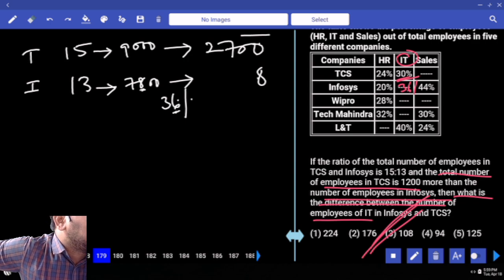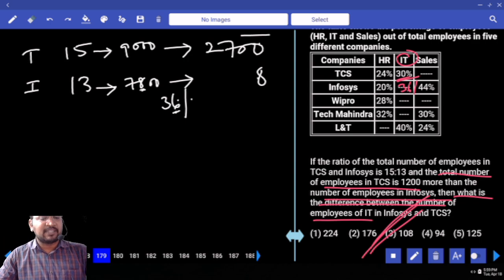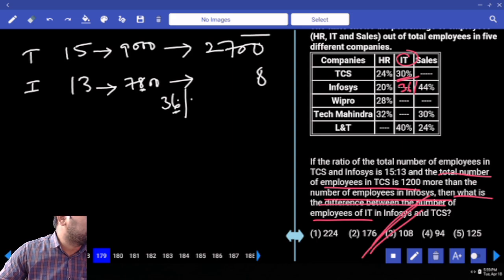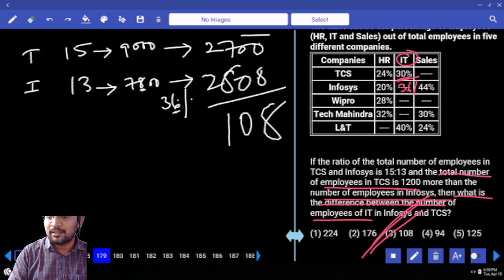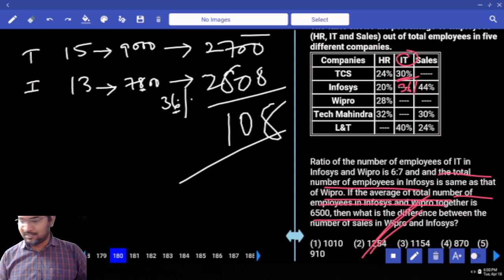Are you clear? Otherwise, how to calculate? 36% is 10% which is 780, 30% is 780 into 3, which is 2340. 240 plus 2100 is 2340. Yes or not? Next, 6% is 6 into 78, which is 468. 6 eights are 48, 420 plus 48 is 468. Yes or not? 468 plus 2340 is nothing but 2808. The difference, no need to calculate.